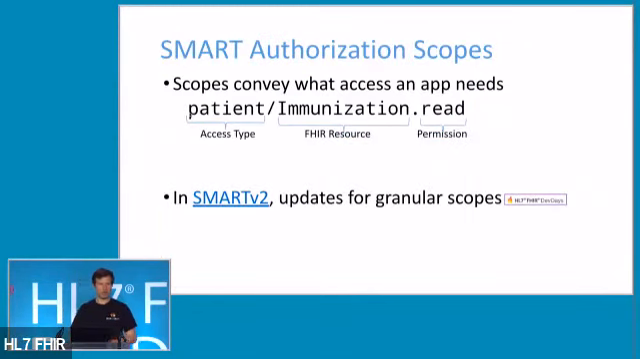Let me tell you a little bit more about this scope language. I mentioned that when an app requests authorization, it can say more specifically what data it wants. And today, scopes look something like what you see on the screen here. A scope could be patient/immunization.read. And that's a way of saying, I want to be able to read all immunization resources that pertain to the current patient, the patient that's in context.